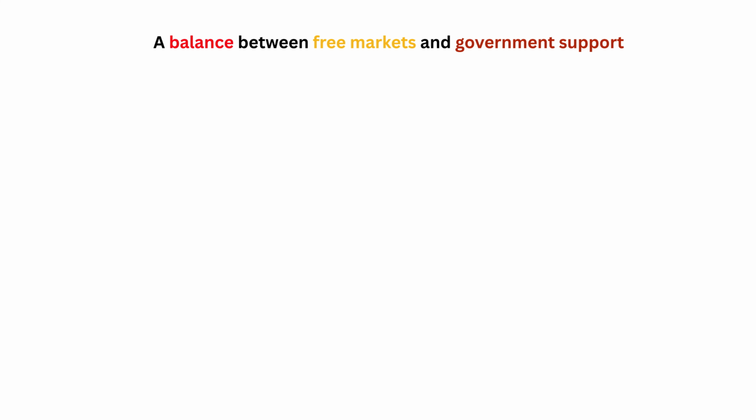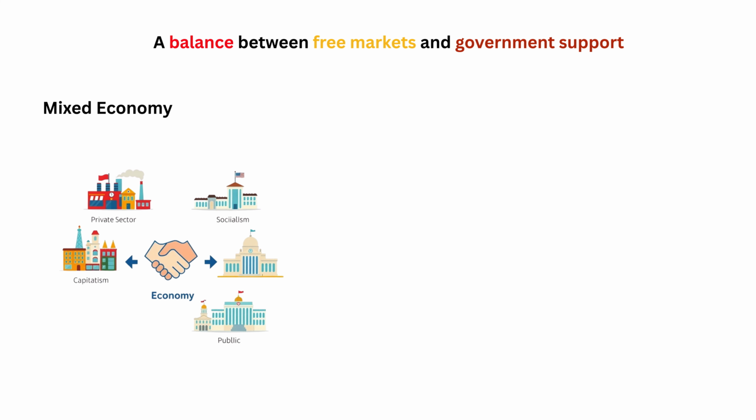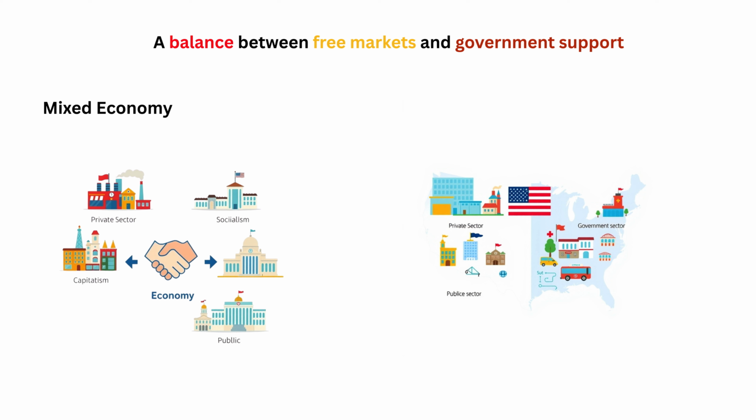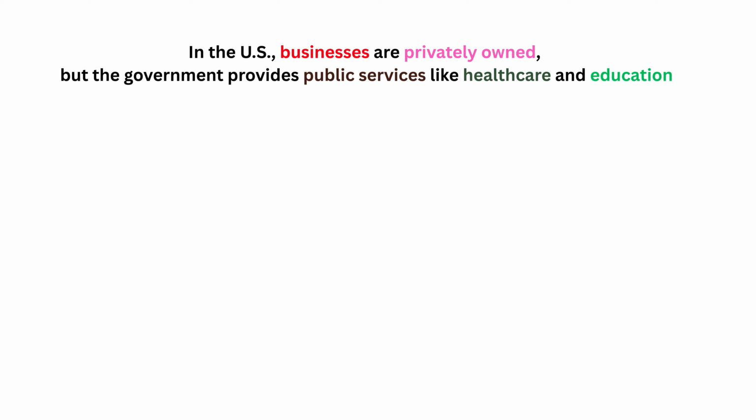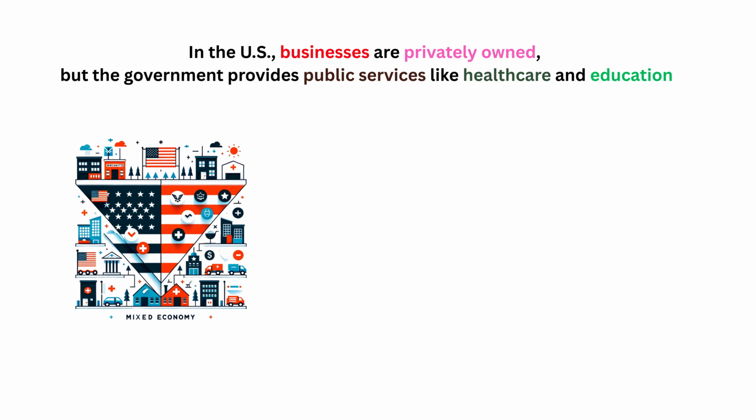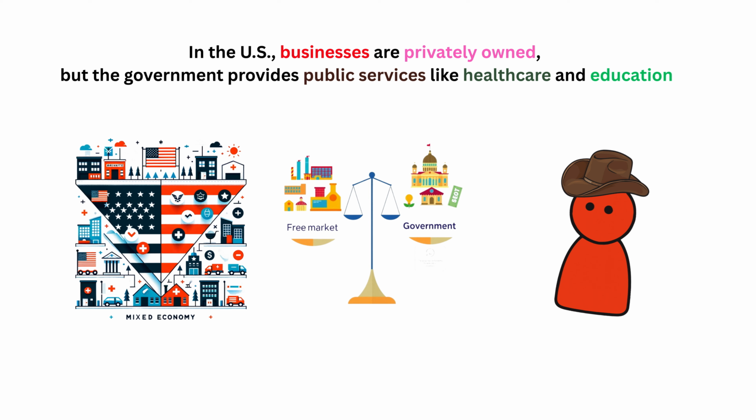Mixed economy. Most modern economies are mixed, meaning they incorporate aspects of both capitalism and socialism. For example, in the United States, businesses are privately owned, but the government provides public services like healthcare and education. This system tries to balance the benefits of free markets with the government's responsibility to provide social safety nets.